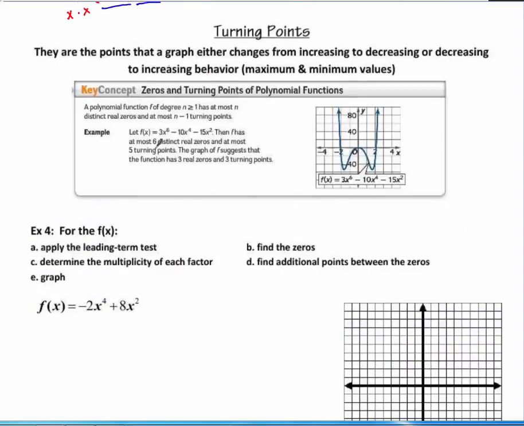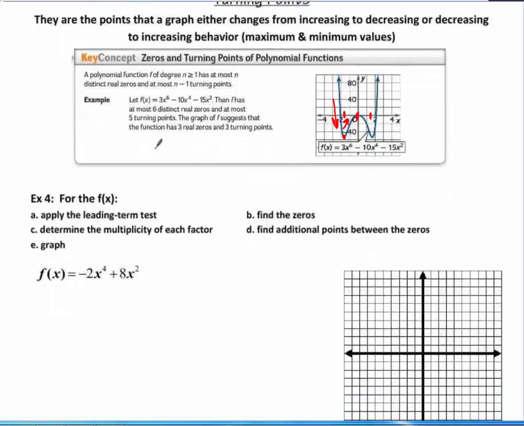All right, something else that's interesting is that turning points are the points where a graph either changes from increasing to decreasing or decreasing to increasing behavior. So if you think about a graph like this, as we move along this graph, when we get to this point right here, that's a turning point. The graph has changed from decreasing to increasing, and it happened right at that x value. And then here it changes again, and here it changes again. So these x values right here, these are turning points, and we'll learn how to find those pretty quickly.